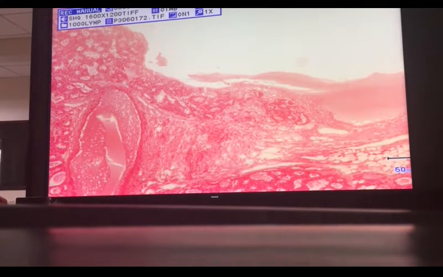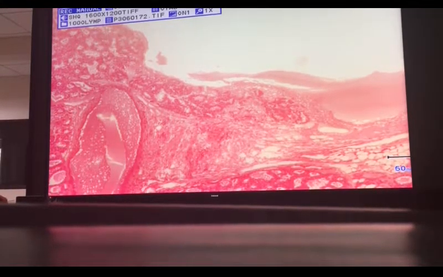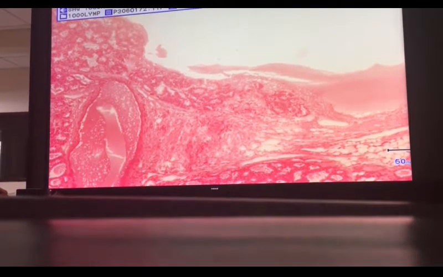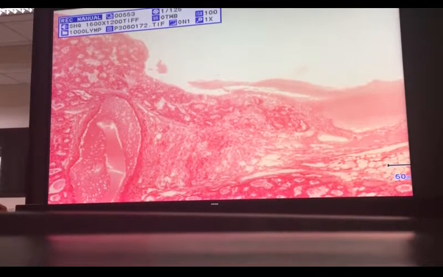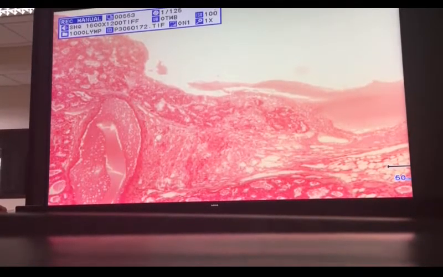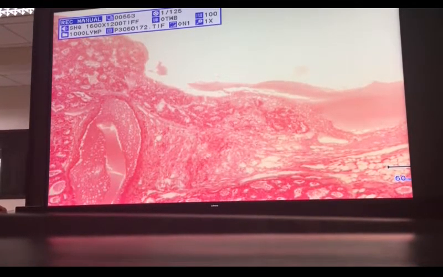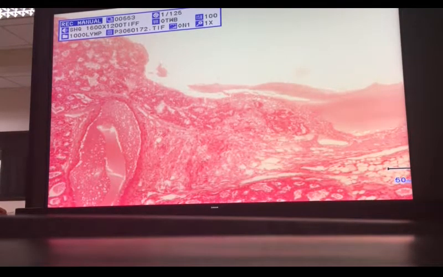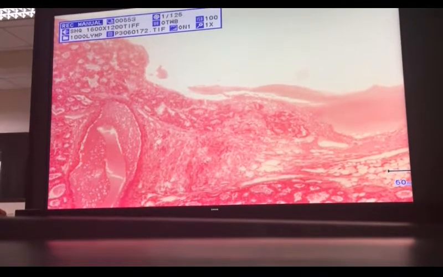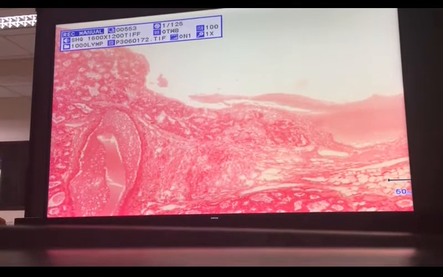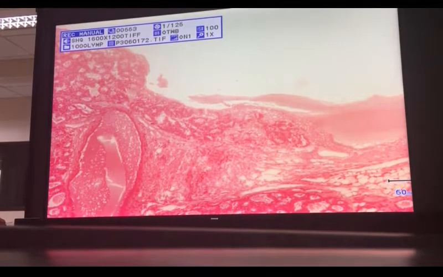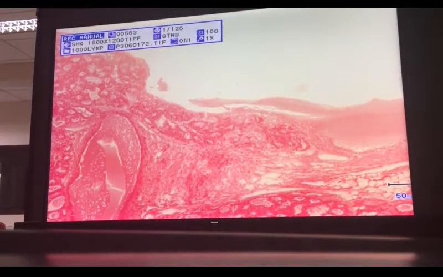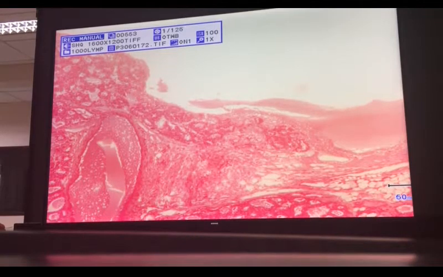Now, the mammary gland is a compound acinal gland. The secretory portions are called the acini. Now, just like in the parotid gland, which is also a compound acinal gland, the acini are grouped into lobules. So that is one lobule.